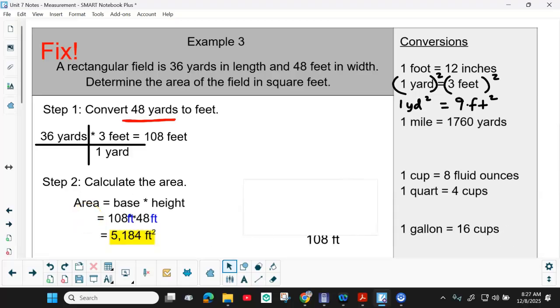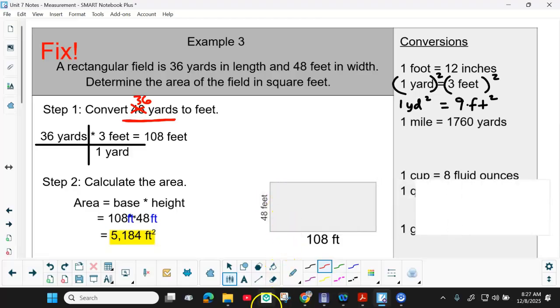Area for a rectangle has to be length times width. So in this case, instead of 36 yards, I change that to 108 feet. Just make sure that you understand that that's where the 108 came from, and that we're multiplying 108 times the 48. Since we have feet times feet, we're going to get feet squared. So if you made the change, just make that 36, I guess. So that way we're good.